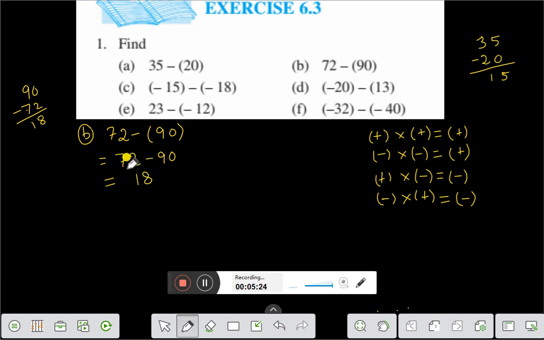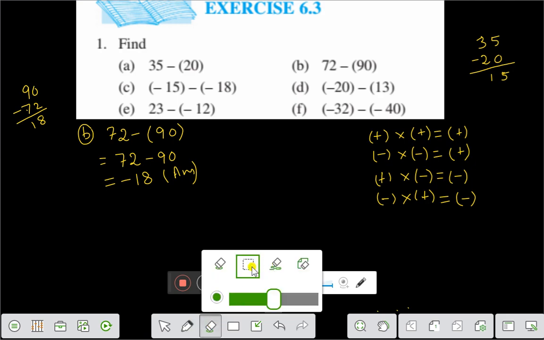Here you see 72 and 90. Which one is greater? 90 is greater. Therefore, the sign will be minus. The minus 18 is the answer of question number B, right? Now we'll solve question number C. Question number C is minus 15.